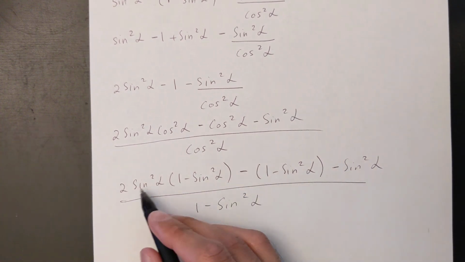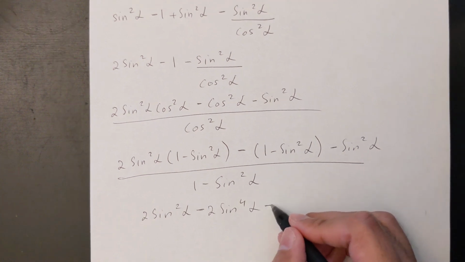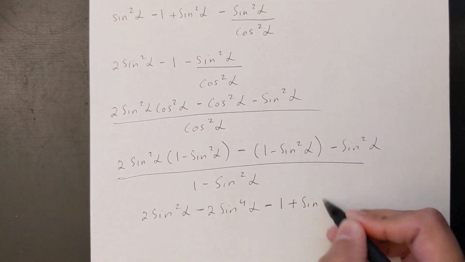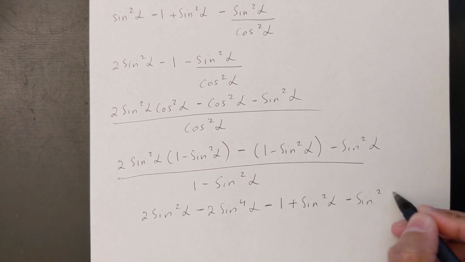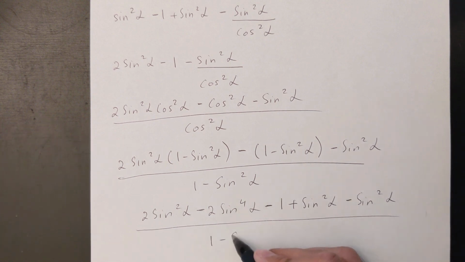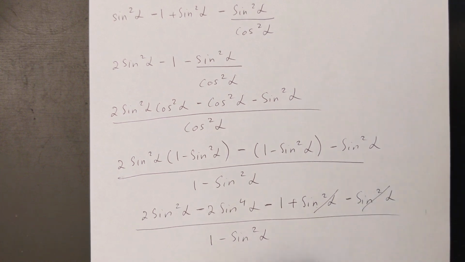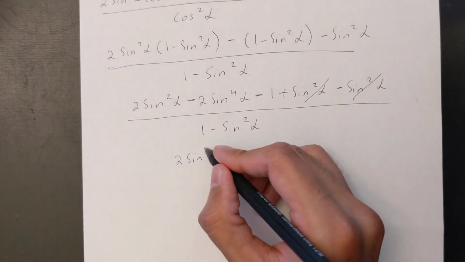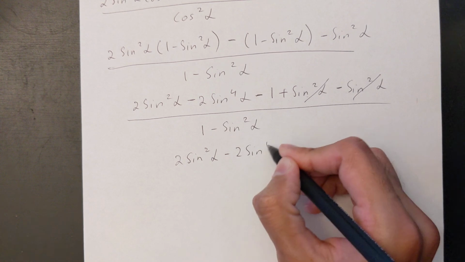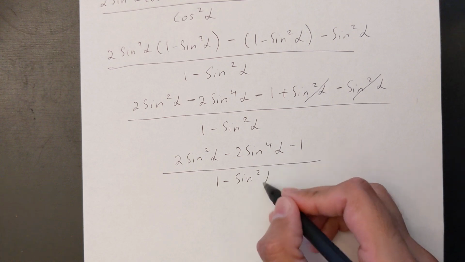I'm going to multiply my terms into the brackets. So this is going to be 2 sine square alpha minus 2 sine 4 alpha minus 1 plus sine square alpha minus sine square alpha. Negative times negative is positive. Bottom is still the same, it matches the other side, and what you notice now is that these two just cancel to the exact same opposite signs, and we're pretty much left with the other side, which is our final solution. So 2 sine square alpha minus 2 sine 4 alpha minus 1 over 1 minus sine square alpha.